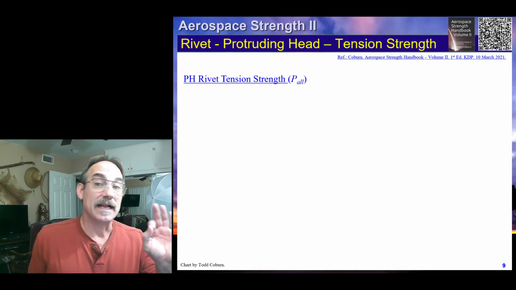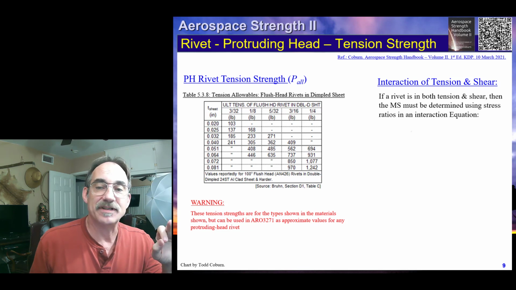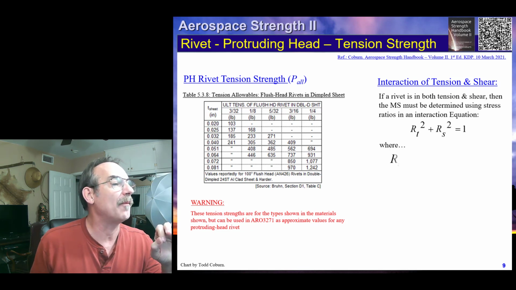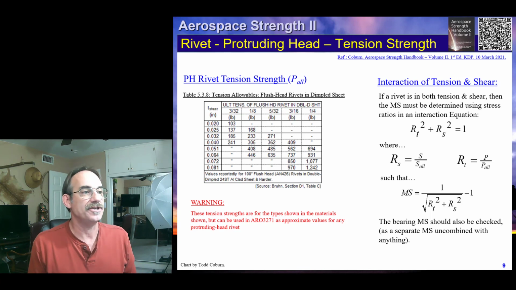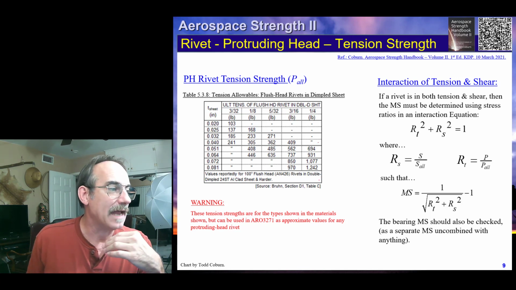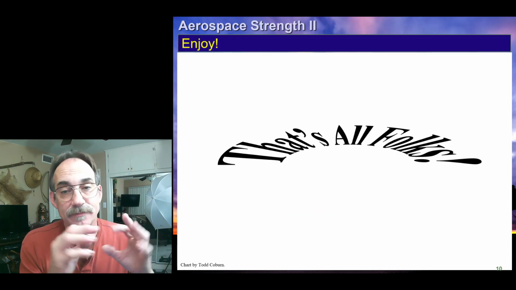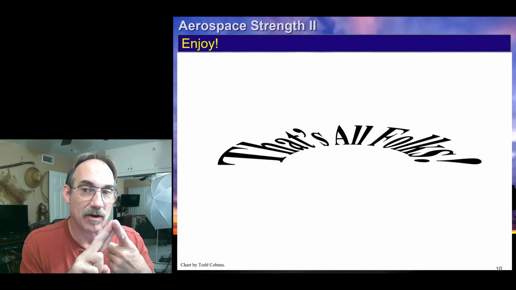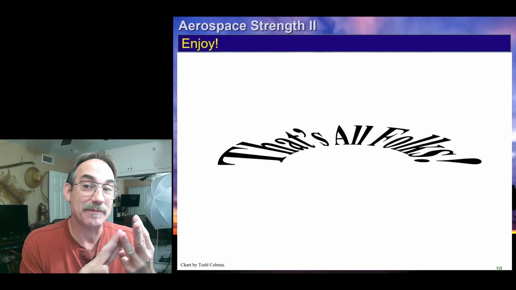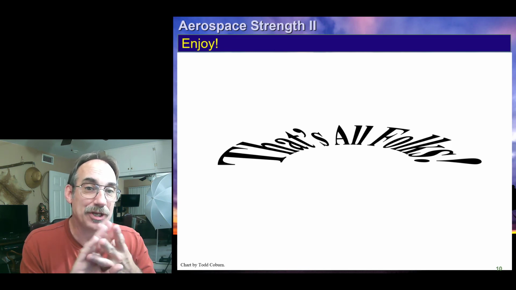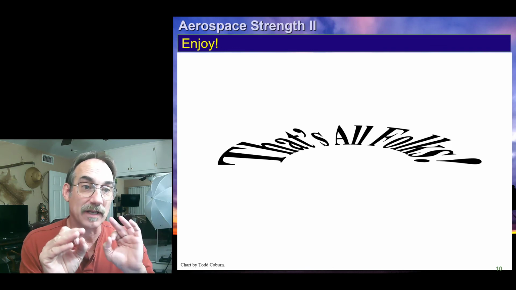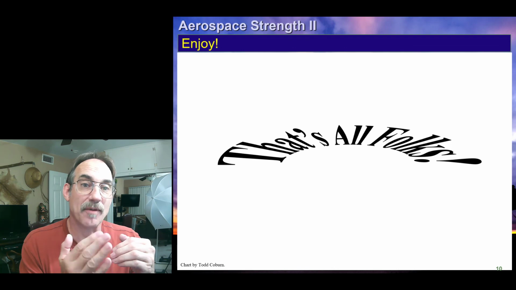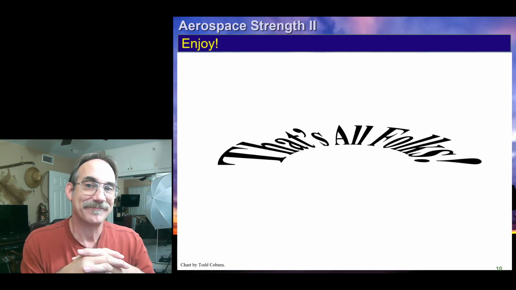Now for tension strength, we're going to come to this table, and once again, we're going to have the same story with interaction. We're going to grab what our diameter is and what our sheet thickness is, and that gives us our allowable. And we will combine shear and tension. So that is how we handle rivets for strength in aerospace. We need the shear allowable, the bearing allowable, and sometimes the tension allowable. And for actually using them for margins of safety and for other checks, you can go back to your 3261 lecture 4 and remind yourself how to analyze shear, bearing, and that kind of thing. Got it? Enjoy.